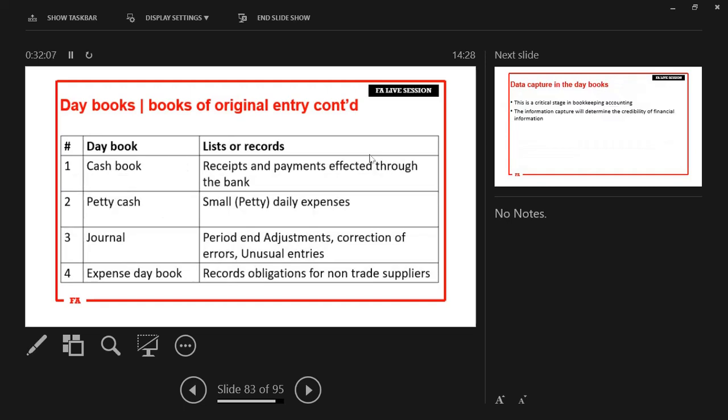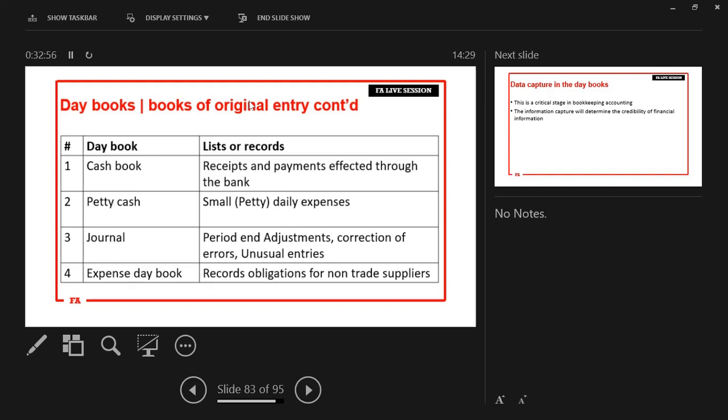Now let us go to the next one, the cash book. This is a list of receipts and payments made through the bank. We're not fascinated about single column and double column. Our job here is to know what is happening to our cash asset. And then petty cash is the junior cash book. This petty cash is a record of small what? Expenses. The word petty simply means small. And then journal means what? That record that is used to record period end adjustments, make correction of errors, and pass unusual what? Entries.